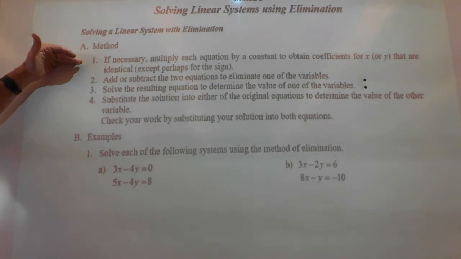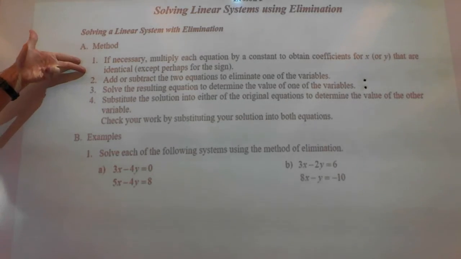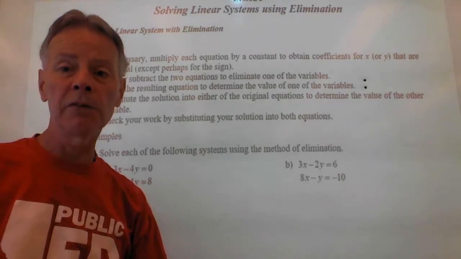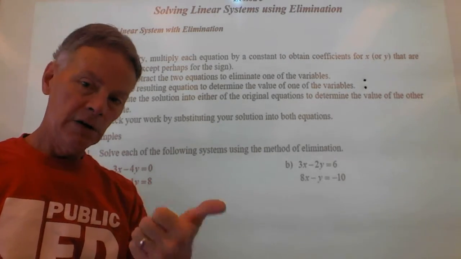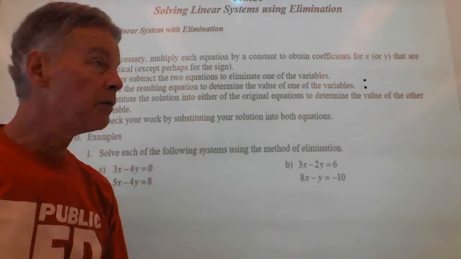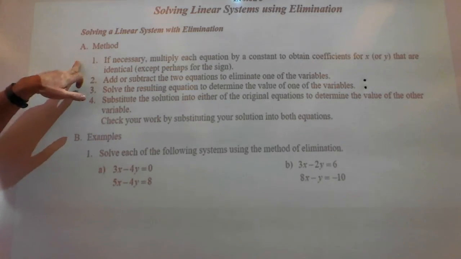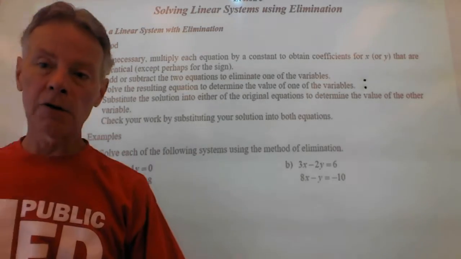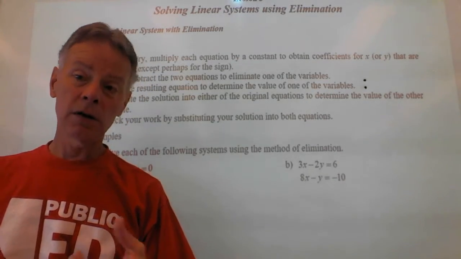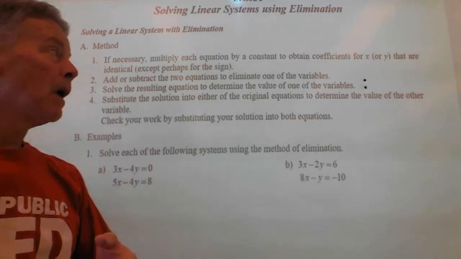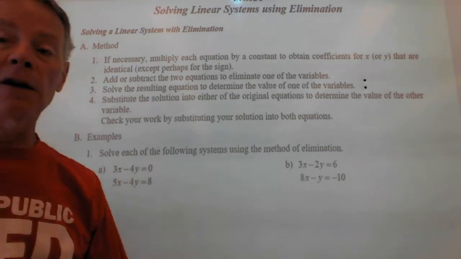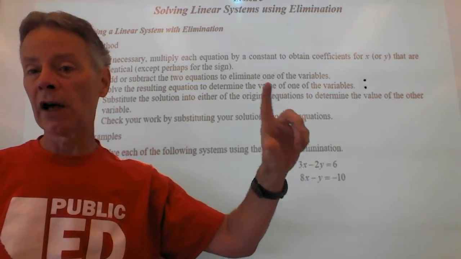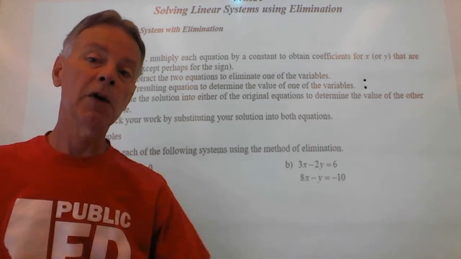So, the first step is, if necessary, multiply each equation by a constant. Remember, we did that a lot when we were trying to simplify equations to get rid of fractions or to get rid of decimals. Multiply by a constant to obtain coefficients for x or y that are identical. Again, math speak is sometimes a little cumbersome. Basically what we're trying to do is make it so that the number attached to the two y's or the number attached to the two x's is the same number.